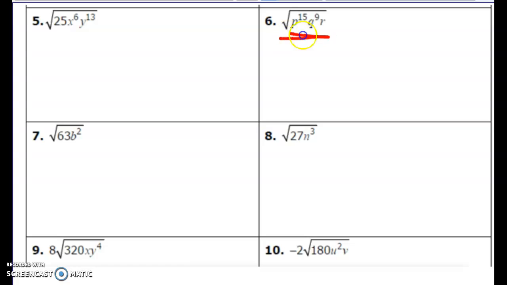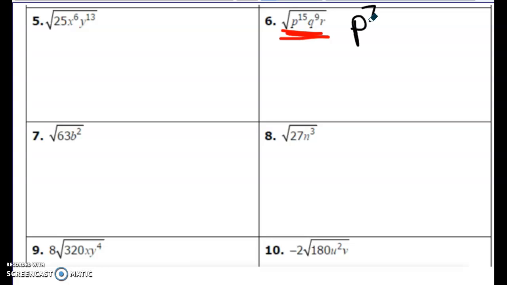Let's go to this one, number 6. So p to the 15th. So I'm going to think about that, p to the 15th. So 2, 4, 6, 8, 10, 12, 14, but that's as far as I can go. So that means I have how many pairs? 7 pairs. And there's 1 left over. We'll come back to that.